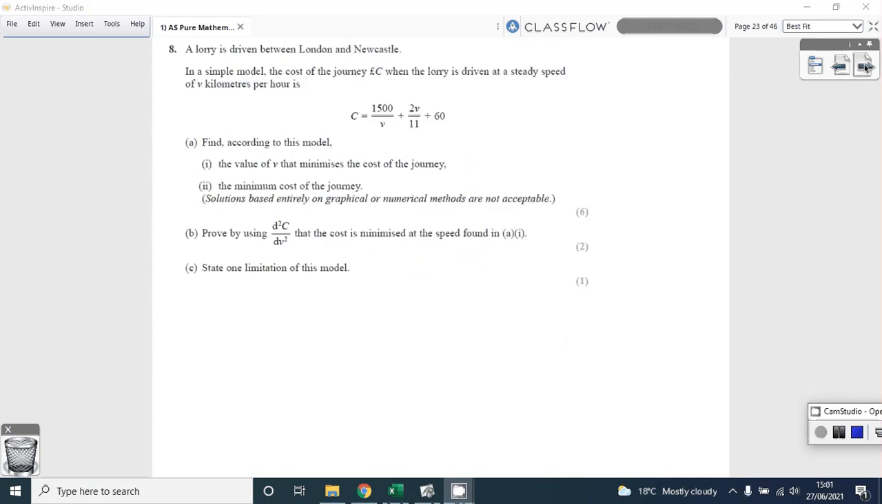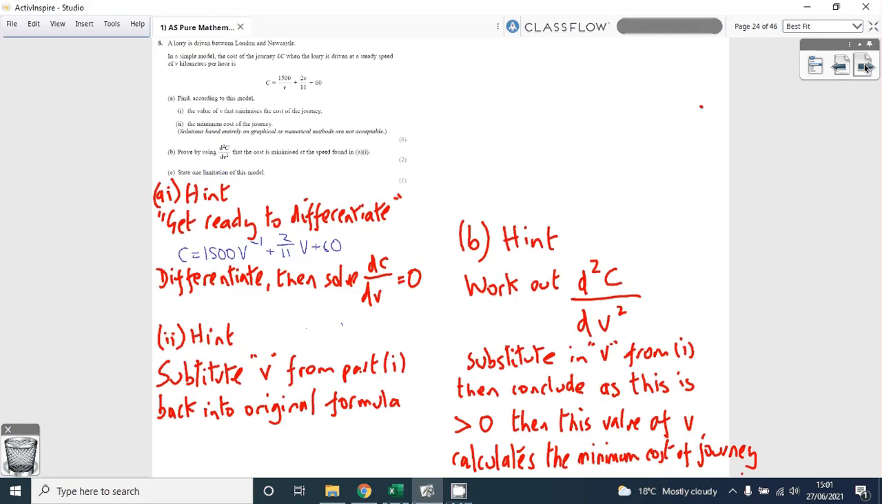Question 8. So the hint is just about to come up. For part A(i), we've got to find the value of V that minimizes the cost. To work out the maximum or the minimum, we want to differentiate. So first of all, get ready to differentiate. Rewrite the cost formula like this.